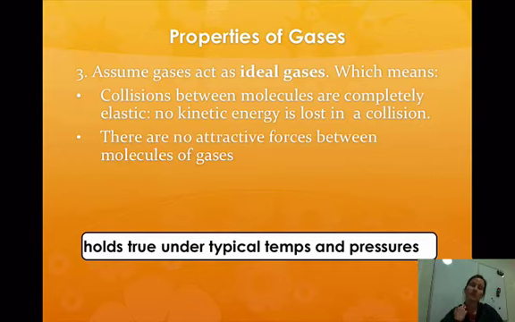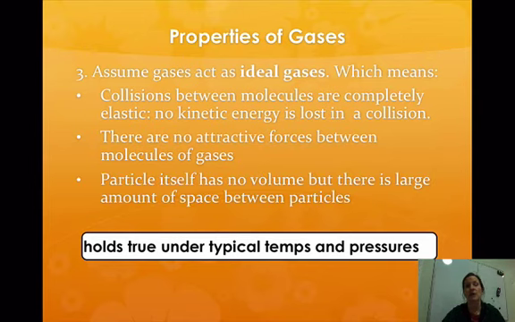The second definition of what it means to be ideal is that when the gas molecules hit one another, there's no attractive forces between them. Now we know every molecule has positives and negatives and that they're going to attract and repel and things like that. But the understanding is that gas molecules move so fast and are so spread out that when they hit one another, the attractive forces are negligible. Essentially, we don't have to take them into account.